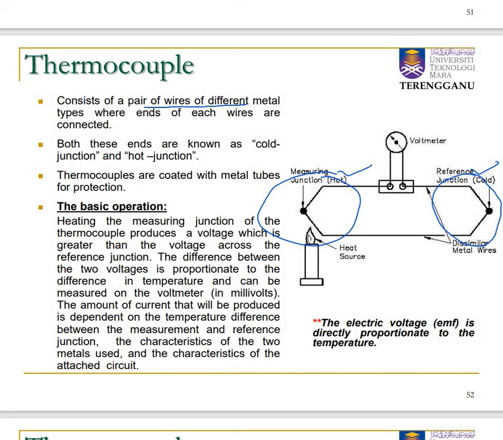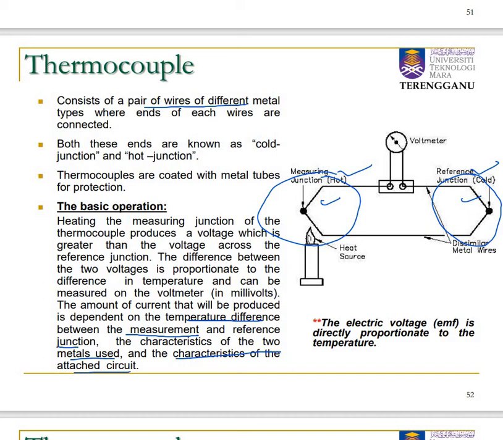The basic operation: heating the measuring junction of the thermocouple produces a voltage. The difference between the two voltages, here this junction and this junction, is proportionate to the difference in temperature. The amount of current that we produce depends on the temperature difference between the measurement and reference junction, the characteristic of the two metals used, and the characteristic of the attached circuit.